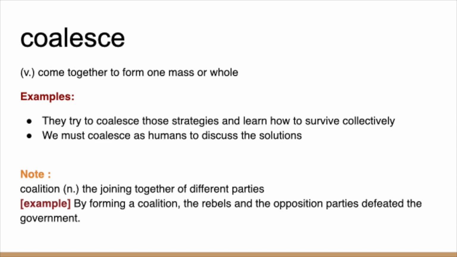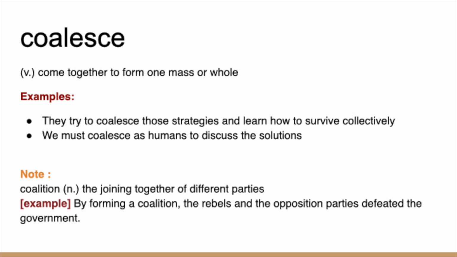They try to coalesce those strategies and learn how to survive collectively. So we can see here, coalesce those strategies. It means they put different strategies together. So they combine many different strategies. We can say they coalesce those strategies. So they coalesce the strategy and form one big strategy. They can learn how to survive collectively.